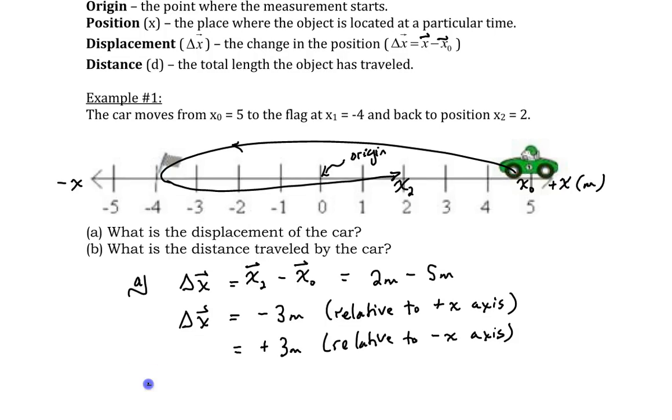The total distance the car traveled, just so you know the difference between this compared to displacement, would be the actual length that it traveled. So it went from 5 all the way to -4, that would be 9 units, and then it went from -4 all the way up to 2, that's 6 more units. So this would be just 15, say, meters if we were writing this in meters.